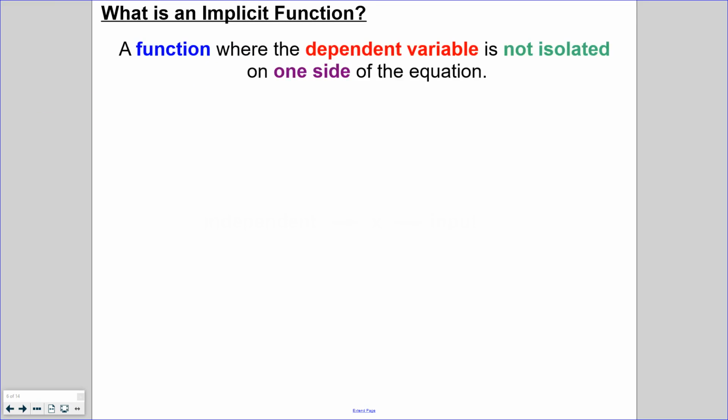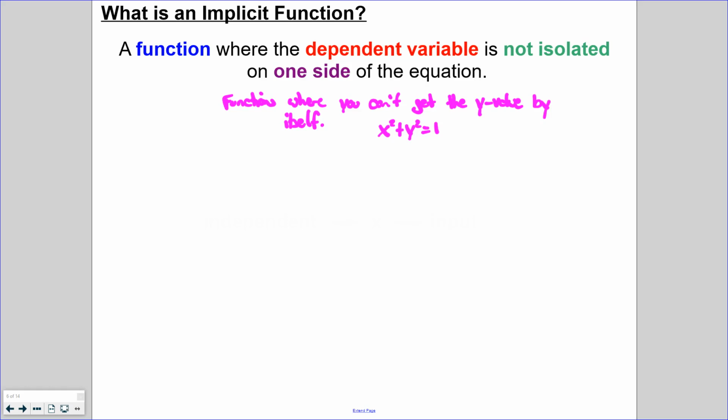Well, an implicit function is just a function where the dependent variable is not isolated on one side of the equation. That means that we are dealing with functions where you can't get the y value by itself. And an example of an implicit function would be something like x squared plus y squared equals 1. Our standard circle function.